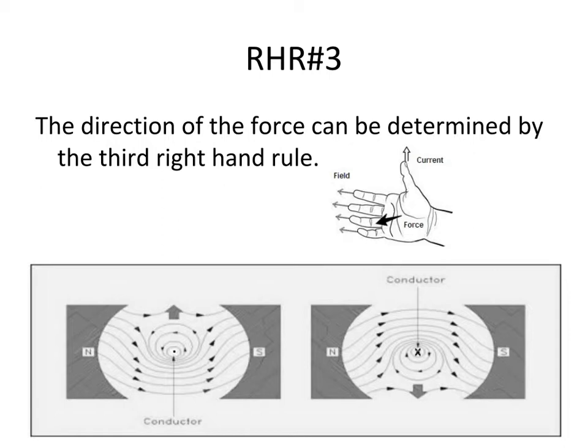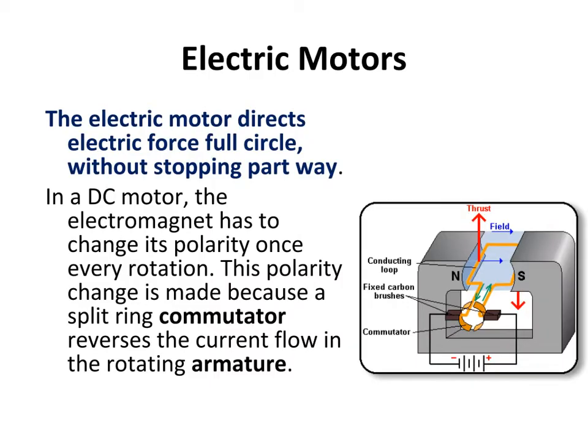We've already talked about the right-hand rule, but there's another diagram to show the force coming out of the palm. It's important that we remember current is shown by the direction of the thumb, and the magnetic field is shown by the direction of the fingers. So the electric motor directs that force, that electric force, full circle. So that means that the wire will spin or the solenoid will spin, and we usually use DC motors.